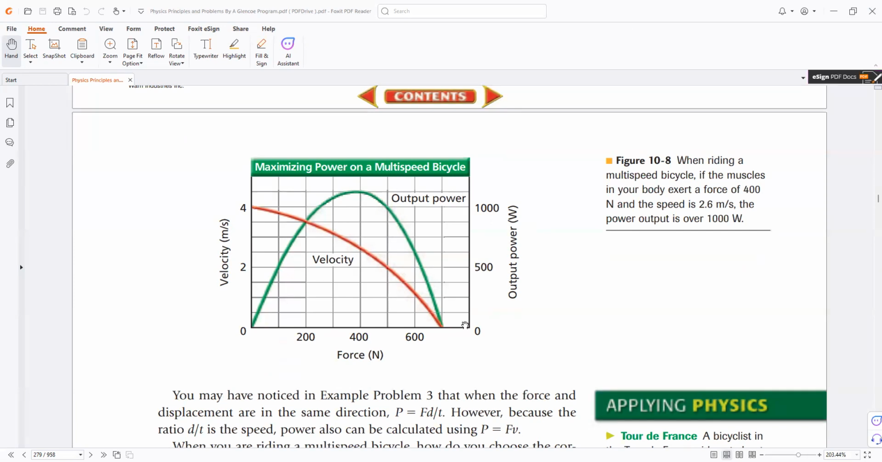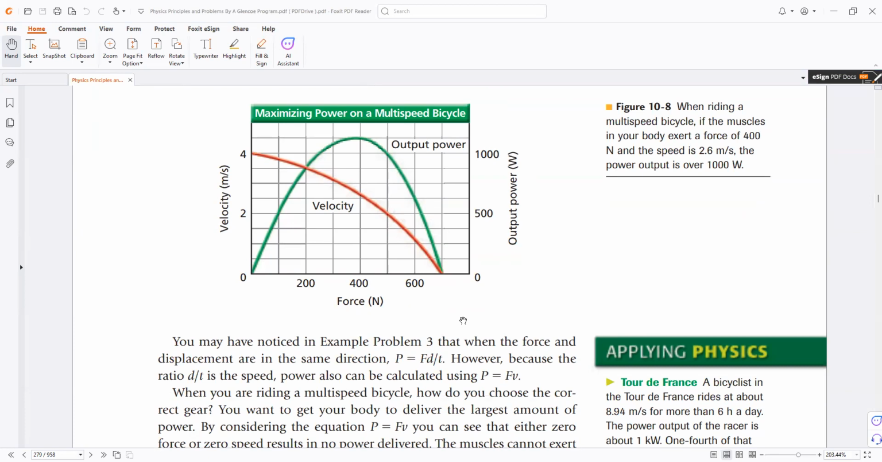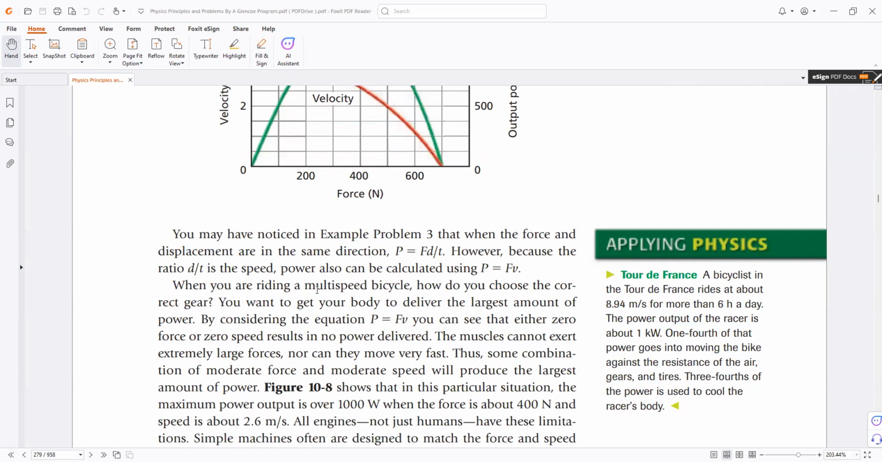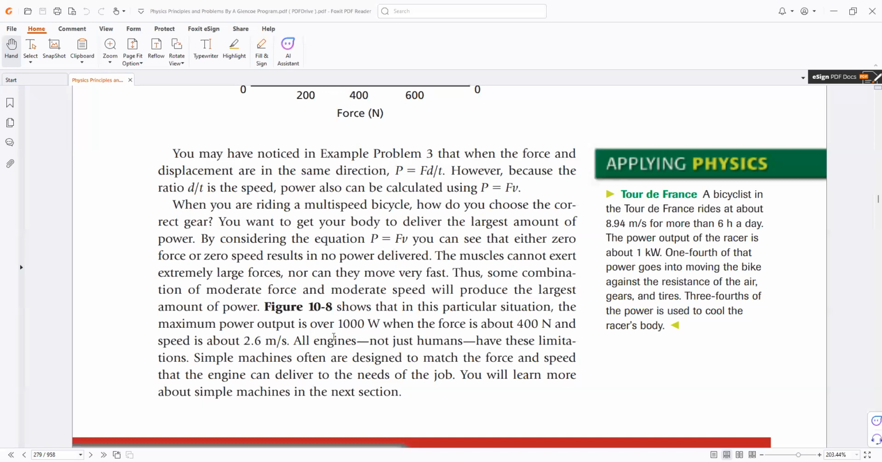So this is the analysis of the concept, a real life example where bicycle riders in races travel long distances with high speed using this only. You can notice it. They are explaining the situation clearly. So output is over 1000 watt when the force is about 400 newtons and the speed is about 2.6 meter per second. All engines, not just humans, have this limitation. Simple machines are often used to match the force and the speed that the engine can deliver to the needs of the job. You will learn more about simple machines in the next section.